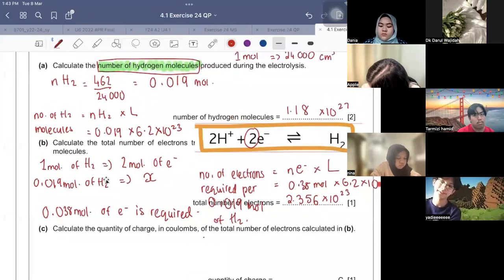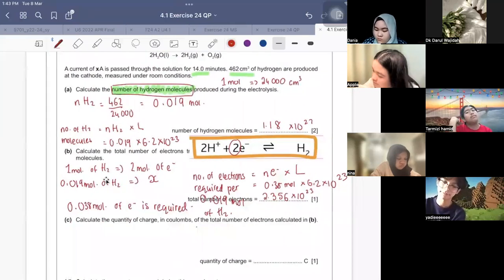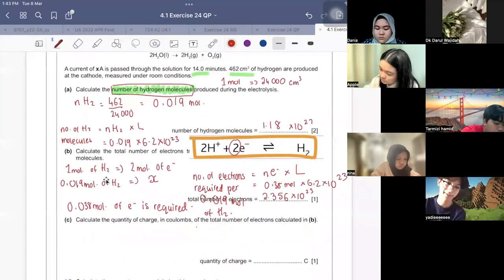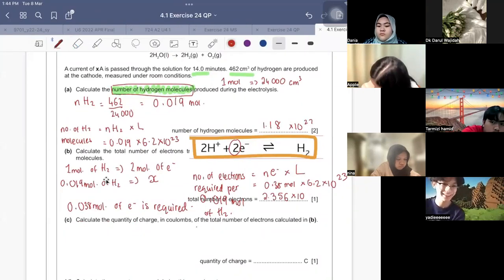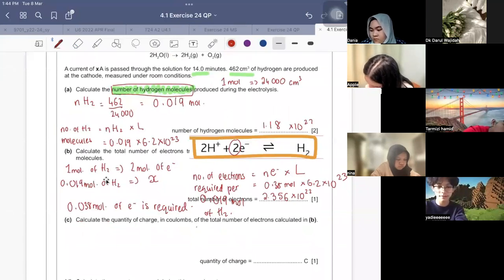0.038 mole. So that means I made a mistake again here. 0.038 times 6.2 times 10 to the power of 23. Thank you for correcting me. So it should be times 10 to the power of 22. Okay. So this is good. At least I don't have to text you and correct myself, like what usually happens if I record myself and just send you the video.